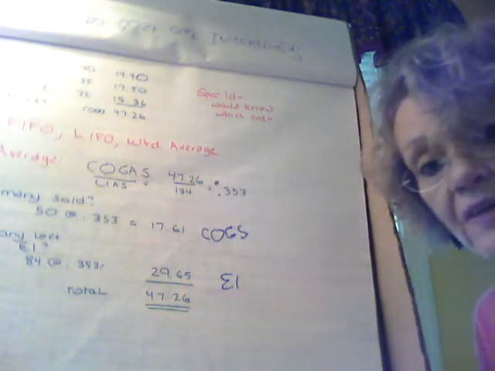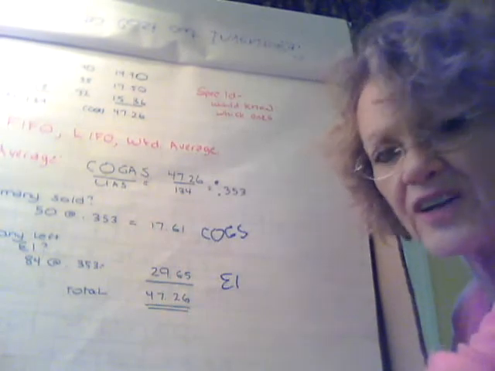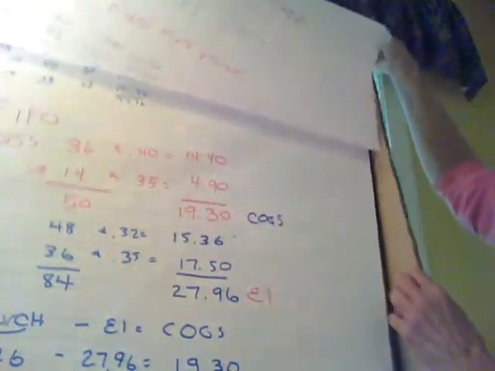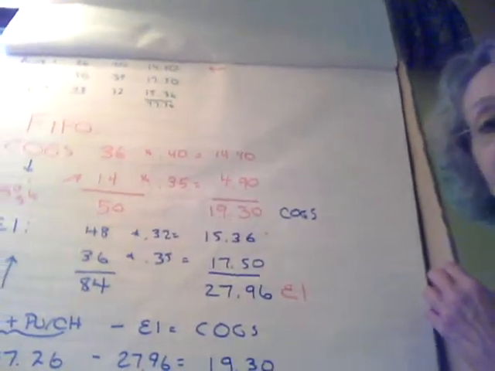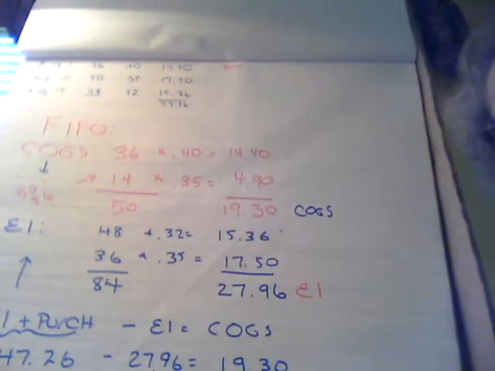Now let me talk about the FIFO method. FIFO, we all know what that acronym stands for: first in, first out. Now remember, again, this is not the actual flow. We're talking about how we want to allocate the cost.